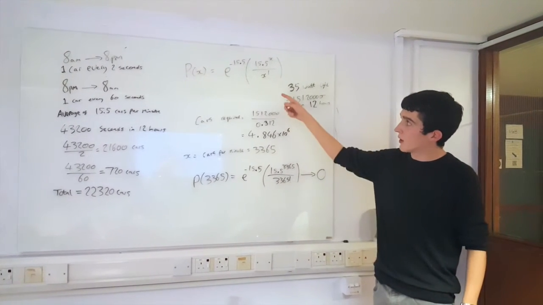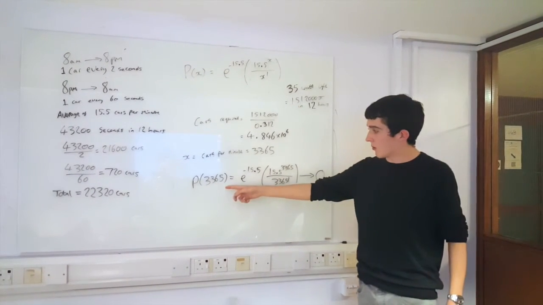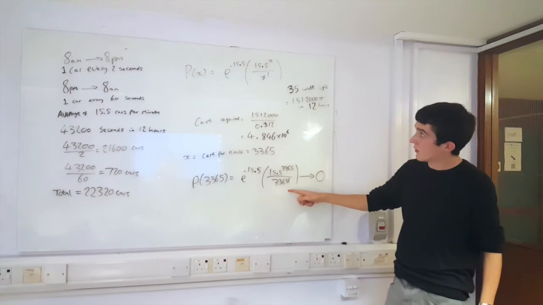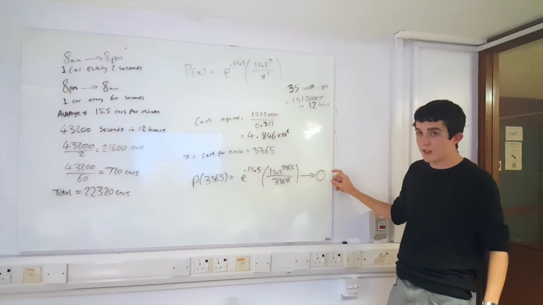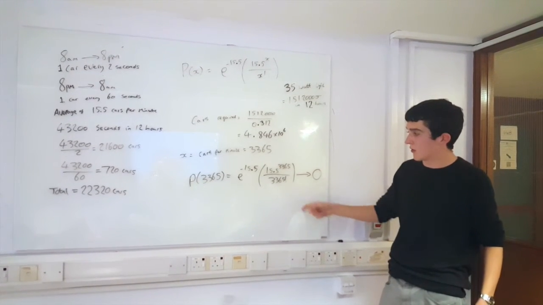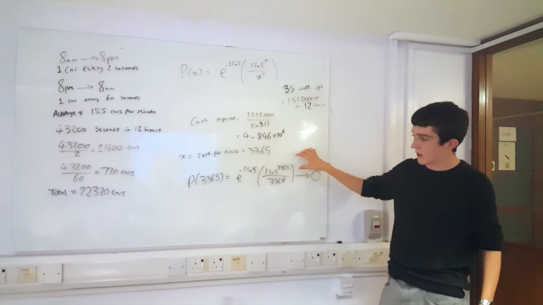In putting this into a Poisson formula, we can work out the probability of this occurring. Putting the variables in, we get that the probability tends to 0, as 3,365 factorial is so large that none of these values will matter.